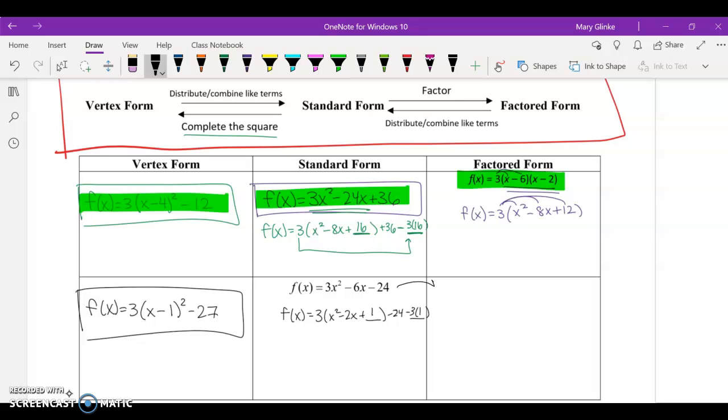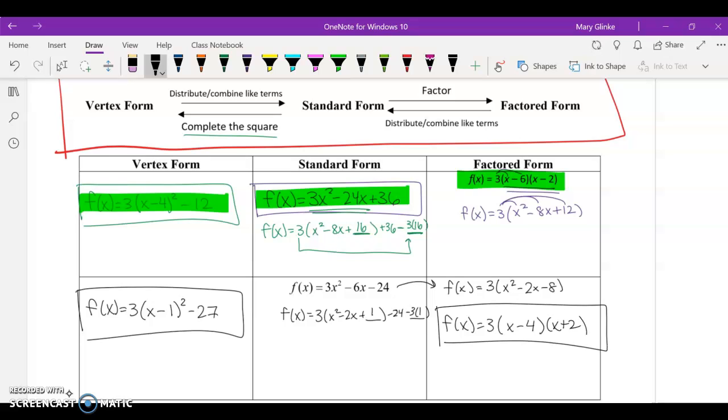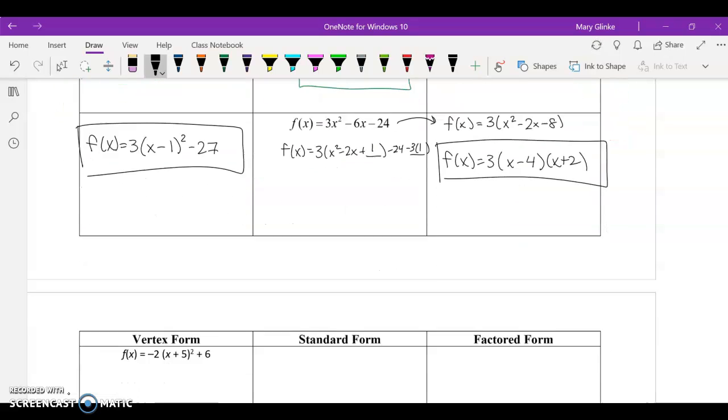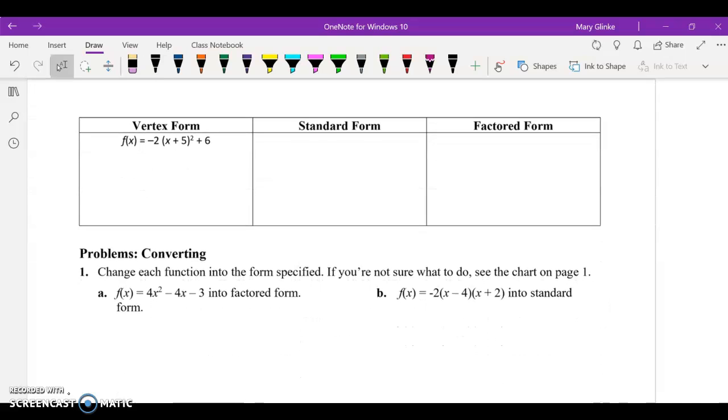To go from standard form to factored form, we first are just going to factor this as if f of x were 0. So we're going to factor out a GCF. So we get x squared minus 2x minus 8. And so then we factor this to be x minus 4 and x plus 2, and we make sure our GCF of 3 is out in front there. So that would be your factored form or your intercept form, so we could find our solutions pretty nicely in that form. So let's do one more, one that starts in vertex form, and we have to go to standard form and then to factored form.